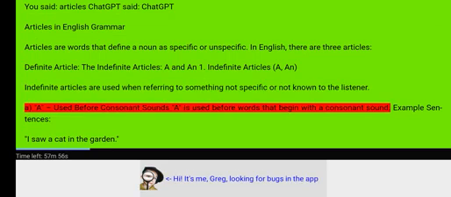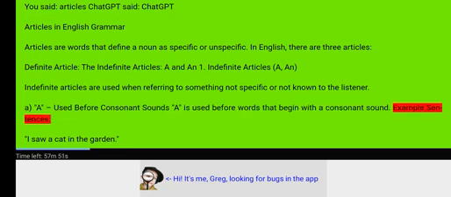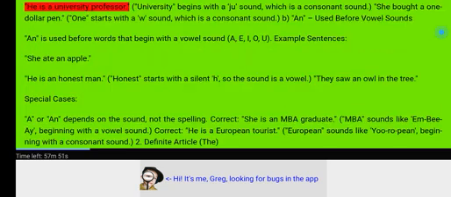A, used before consonant sounds. A is used before words that begin with a consonant sound. Example sentences. I saw a cat in the garden. He is a university professor.